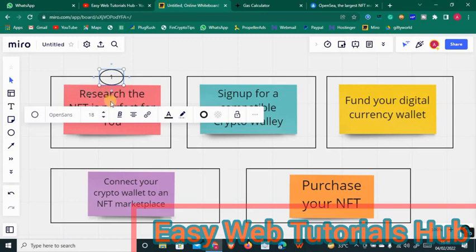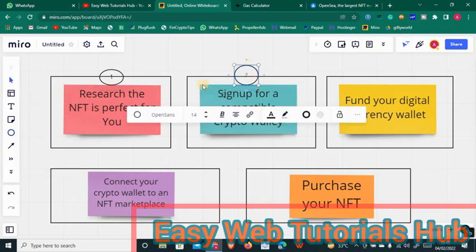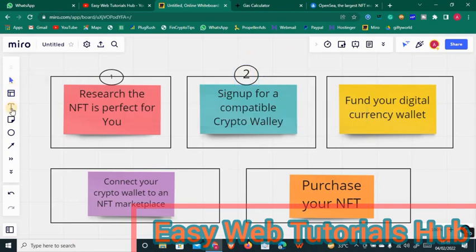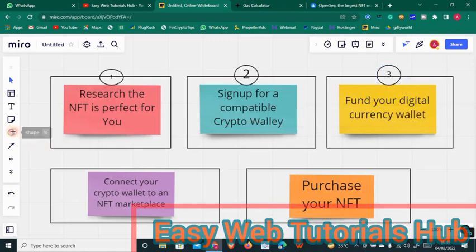a compatible crypto wallet. Sorry, it's crypto wallet, I made a mistake there. For you to sign up for a compatible crypto wallet. And the third is just to fund your digital currency wallet. So what's the digital currency wallet? The digital currency wallet here is either your Binance account, Coinbase, Luno, and all of those, even Trust Wallet. They are your digital currency wallet.